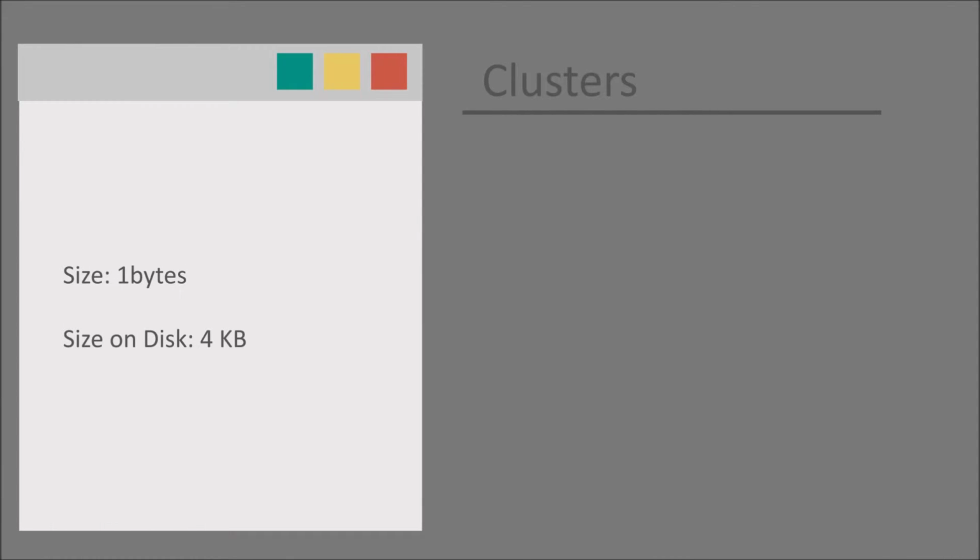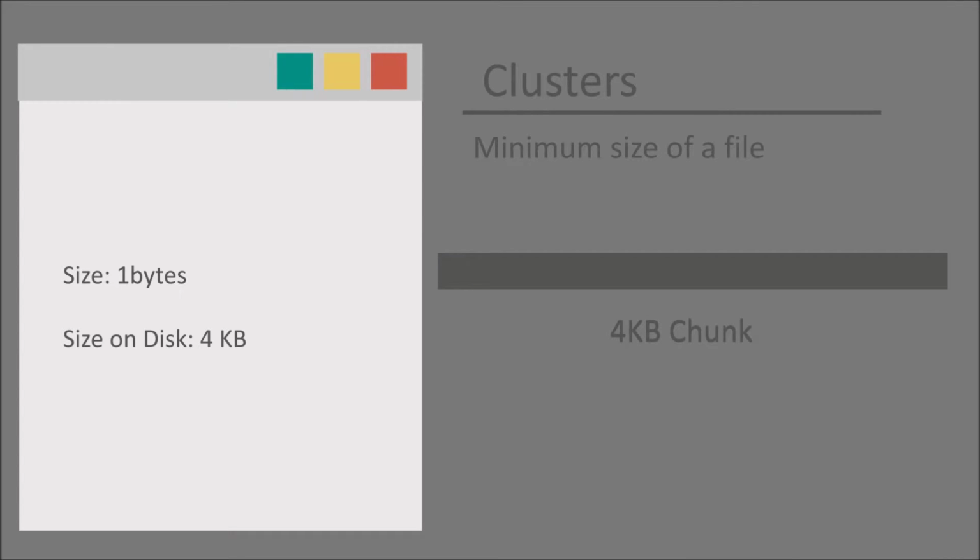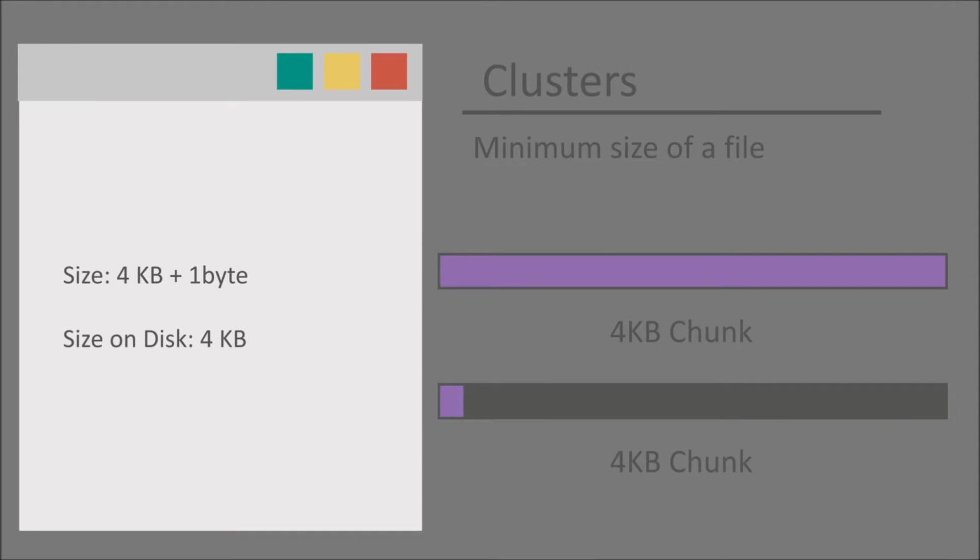So what happened? This brings us to our topic of clusters. They're basically the minimum size of a file. And you have a 4 kilobyte chunk, though this is different for every operating system. In this case, we're going with a 4 kilobyte chunk. You have 1 byte in there, and you can fill up to 4 kilobytes. So if you had a 4 kilobyte file, this would fill nicely into that 4 kilobyte chunk of data. But if you were to have slightly more than that, let's say you added 1 byte to this data, then you can no longer fit into that cluster. You need a new cluster to fill that 1 byte in.